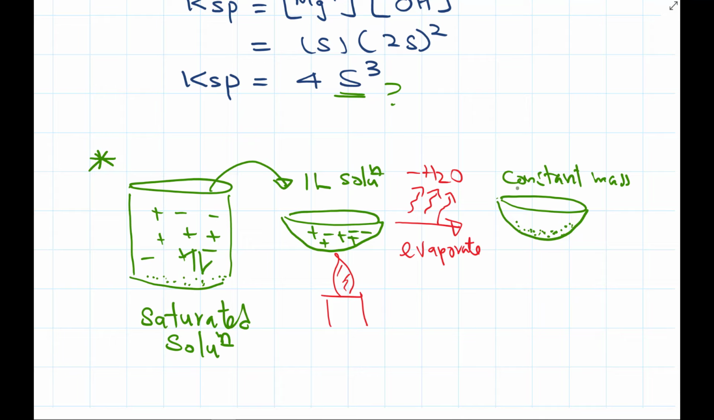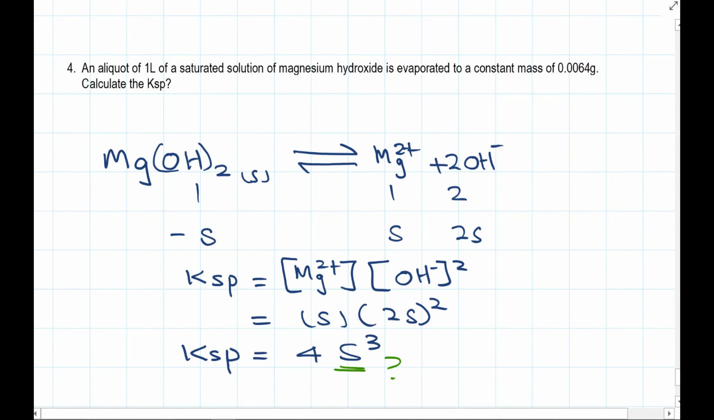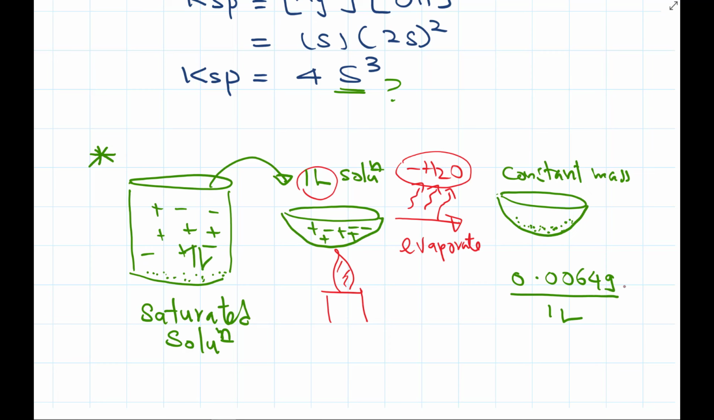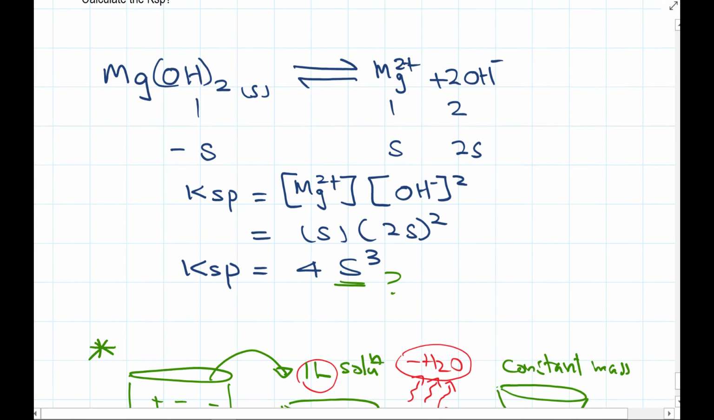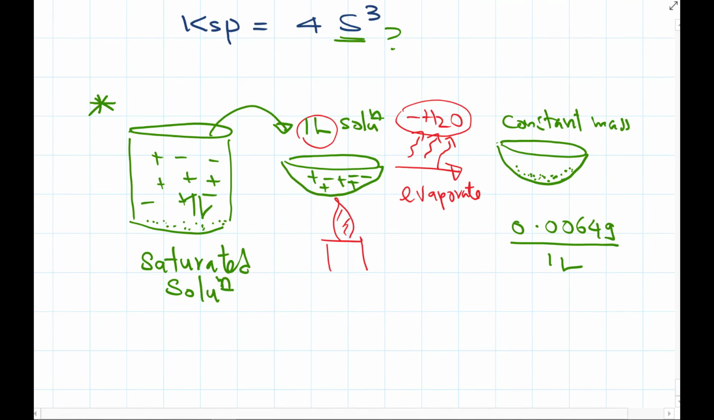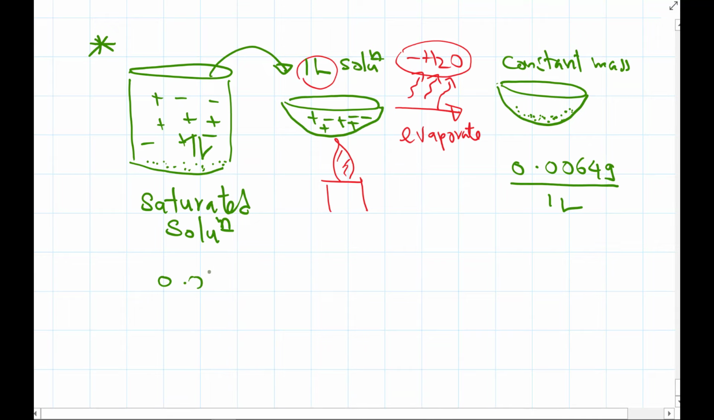Now you can weigh it 3 times and get the constant mass. Once you have the constant mass, you can calculate the gram solubility. Here 0.0064 grams from 1 liter is what is given. They can complicate the question by giving initial mass and final mass and so on. The magnesium hydroxide molar mass is 58.32: magnesium 23, 2 hydroxides 34, so you can add together.